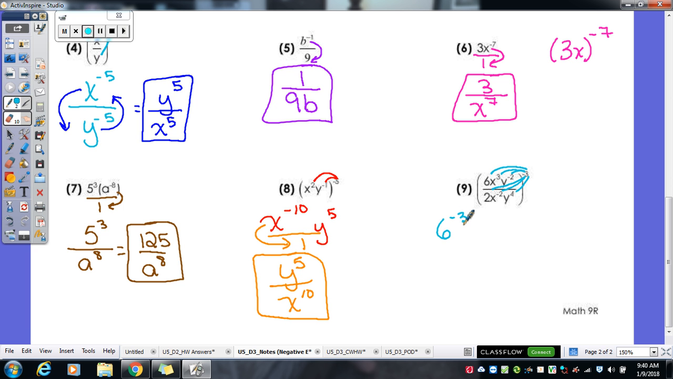So first we would get 6 to the negative third. Multiplying our x's, 3 times negative 3 gives us x to the negative 9. And then negative 2 times negative 3 would give us y to the 6th. So that's our numerator. For our denominator, we would have 2 to the negative 3. Multiply our x's, negative 2 times negative 3 gives me x to the 6th. And then 4 times negative 3 gives me y to the negative 12.